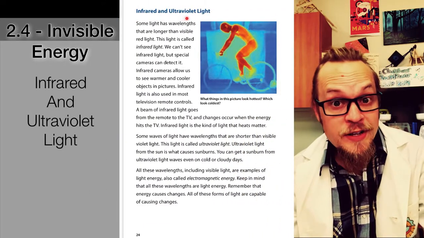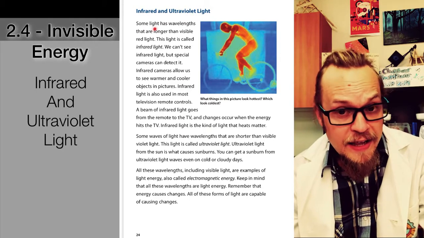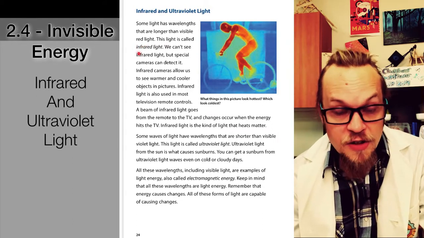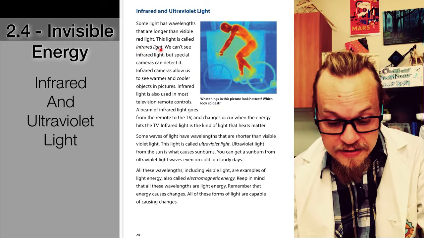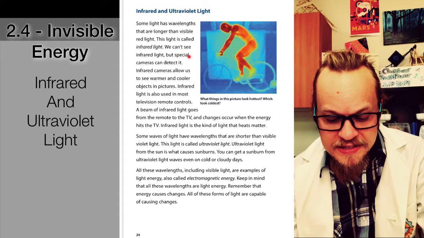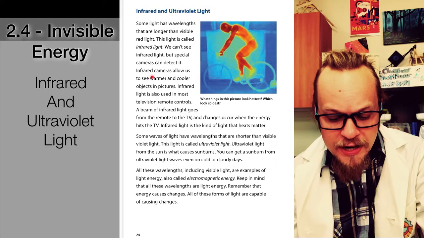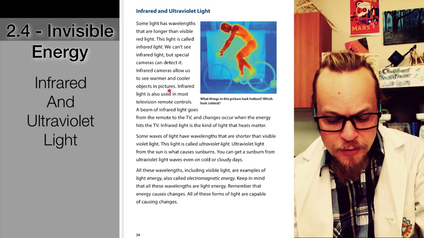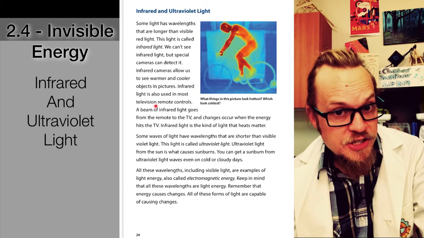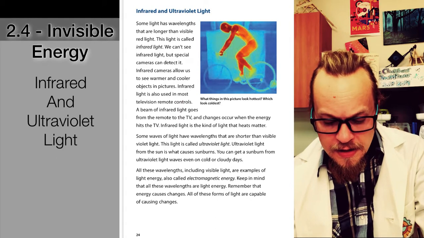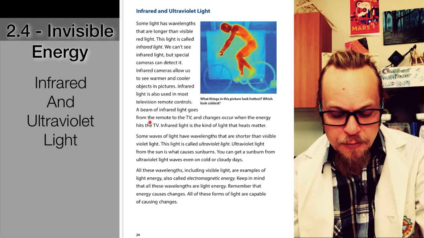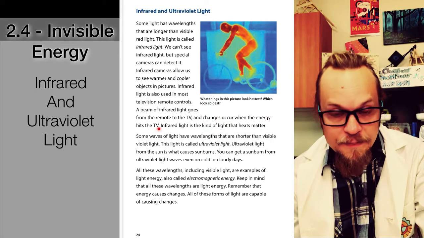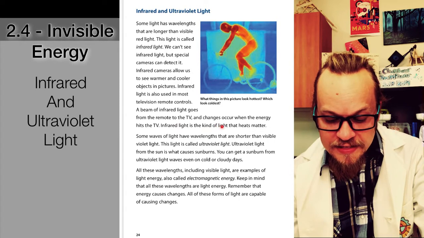Infrared and ultraviolet light. Some light has wavelengths that are longer than visible red light. This light is called infrared light. We can't see infrared light, but special cameras can detect it. Infrared cameras allow us to see warmer and cooler objects in pictures. Infrared light is also used in most television remote controls. A beam of infrared light goes from the remote to the TV, and changes occur when the energy hits the TV. Infrared light is the kind of light that heats matter.